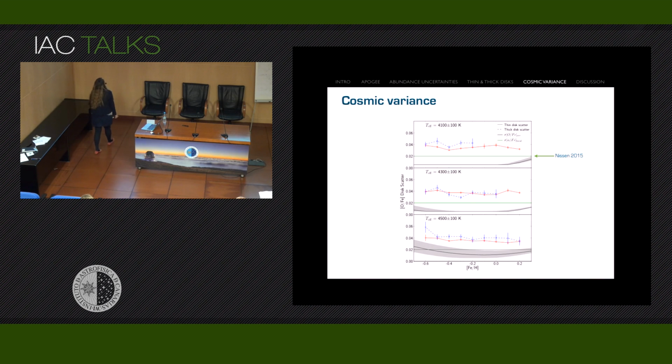And here, the black and gray area is the errors that we calculate with clusters. So the scatter that we measure is way above these errors.